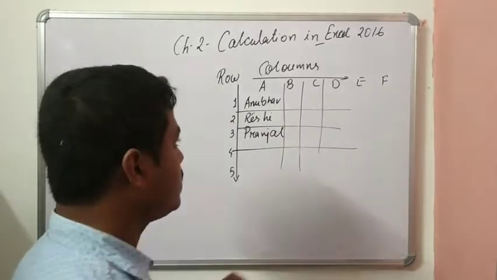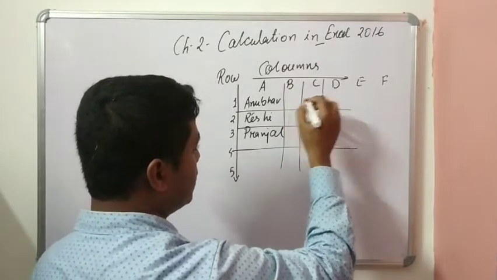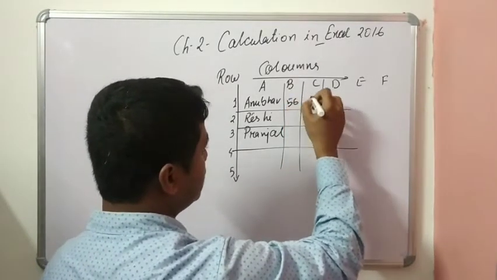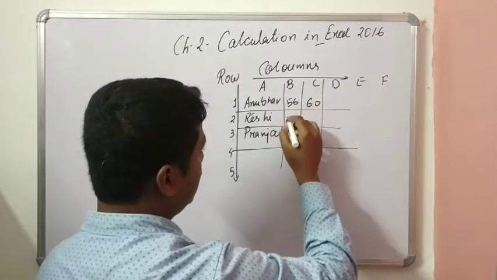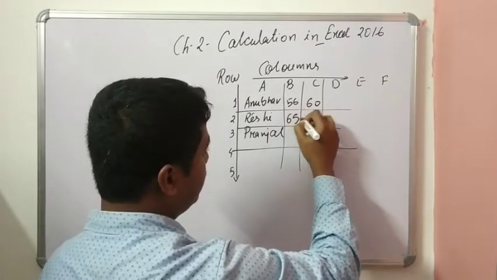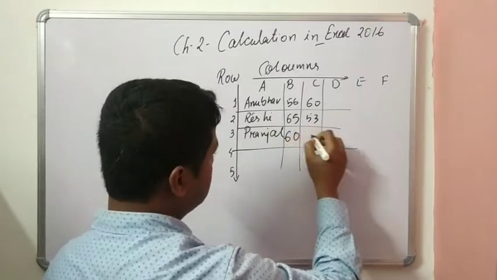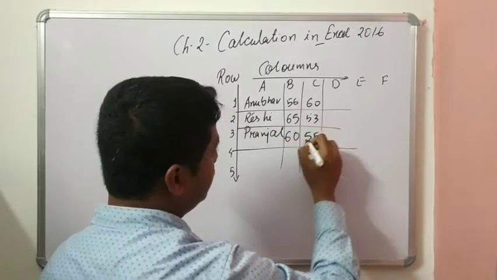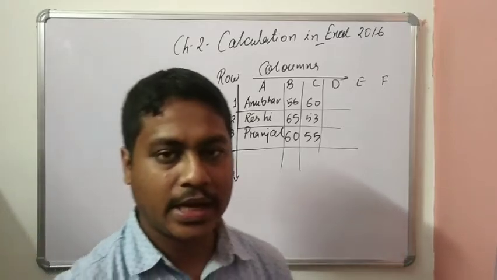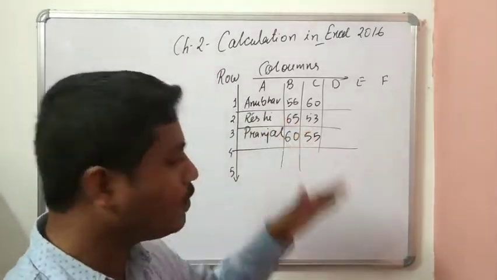Like suppose I put the subject marks, like 56, suppose 60 he has got, like suppose he has got 65, 53, suppose 60, then suppose 55. In this way you have got the marks, and I need the total of these marks.